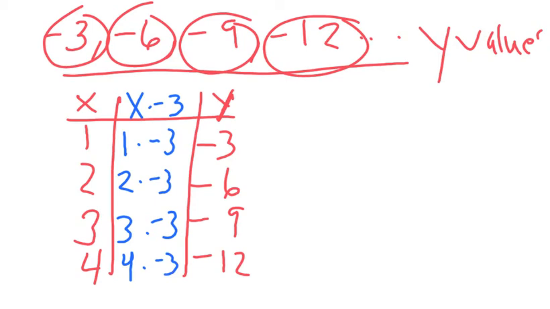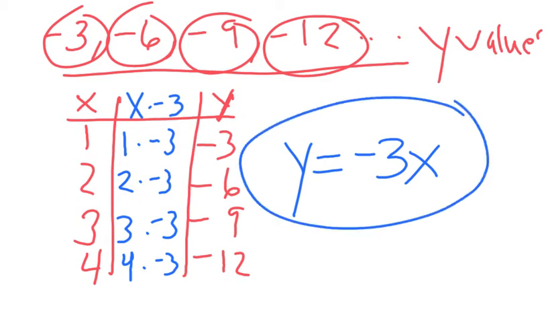So I need an equation. It's going to start with y equals. What do you think? Could it be y equals -3 times x? Because then when I put 1 in for x, I would get -3 for y. That's the equation. Let's do another one.